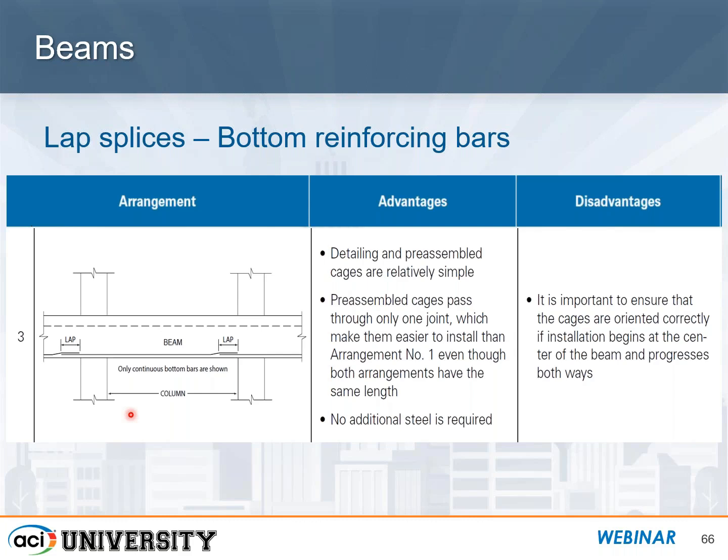The only disadvantage you have here is you have to ensure that the cages are oriented correctly if the installation begins at the center. Otherwise, you're not going to have the right type of connection, and it's going to be all messed up. But it's a very useful type of lap splice location, especially if you had a lot of large bars going into a relatively small joint.